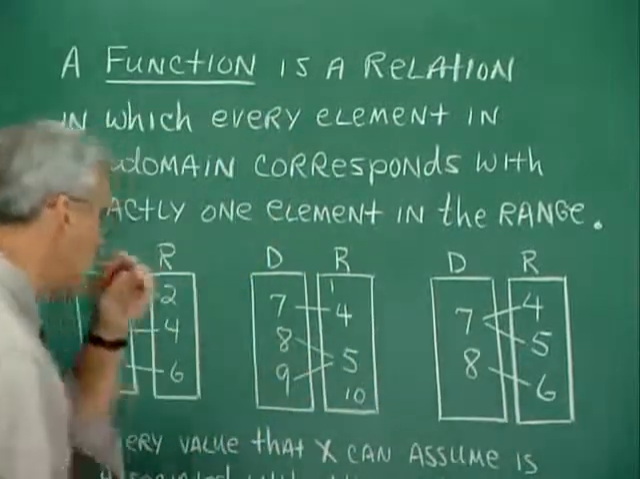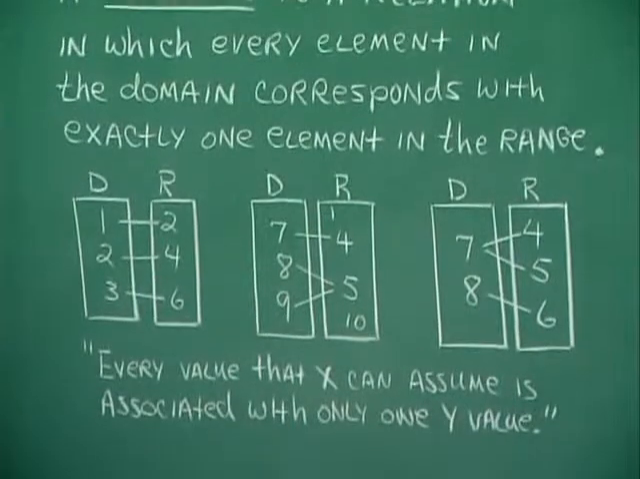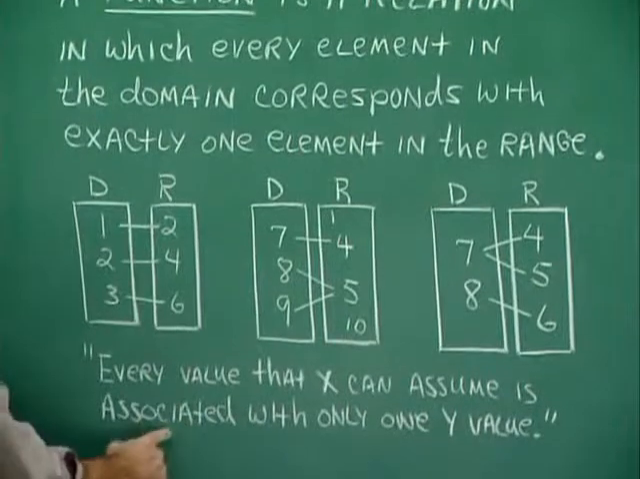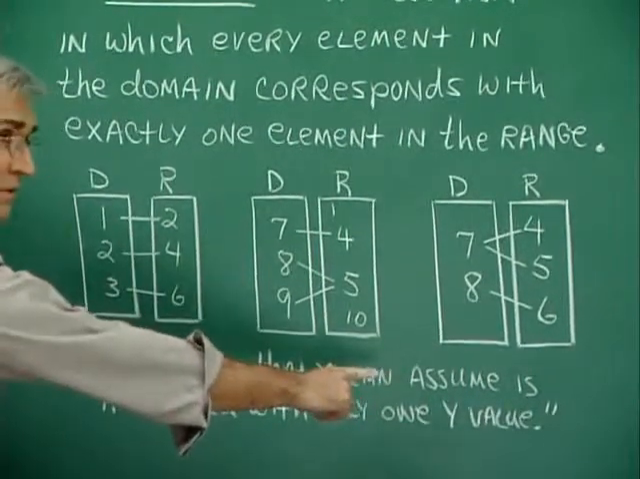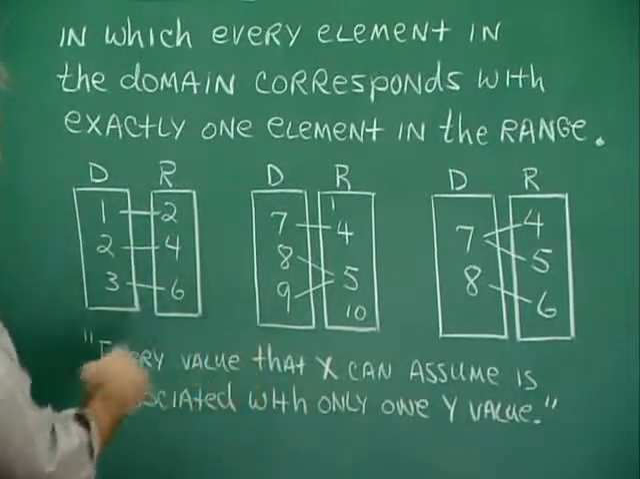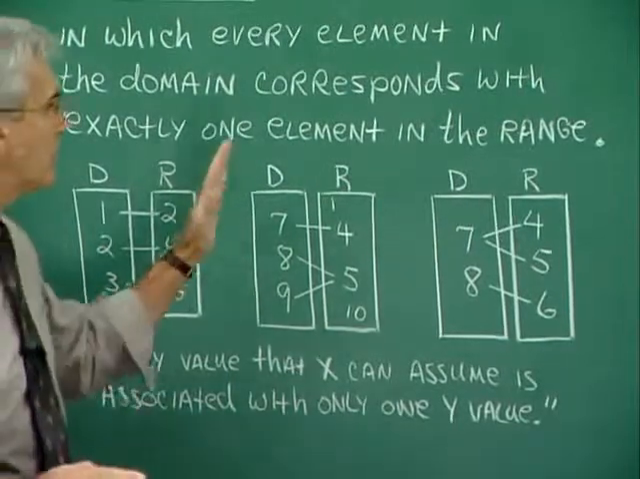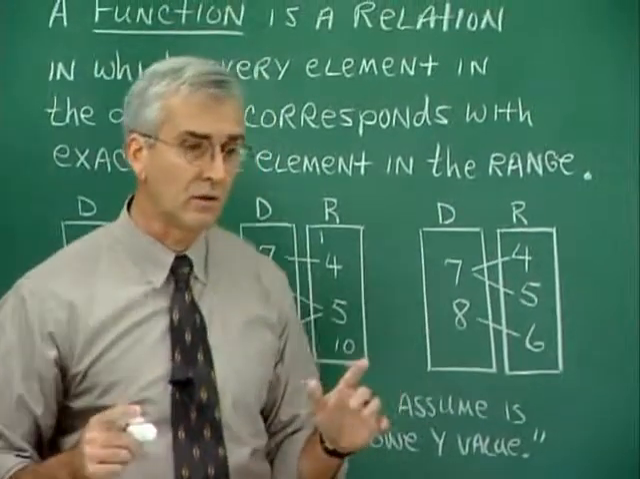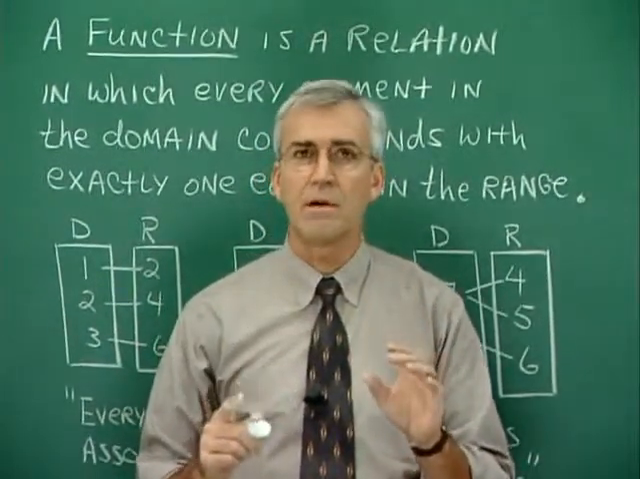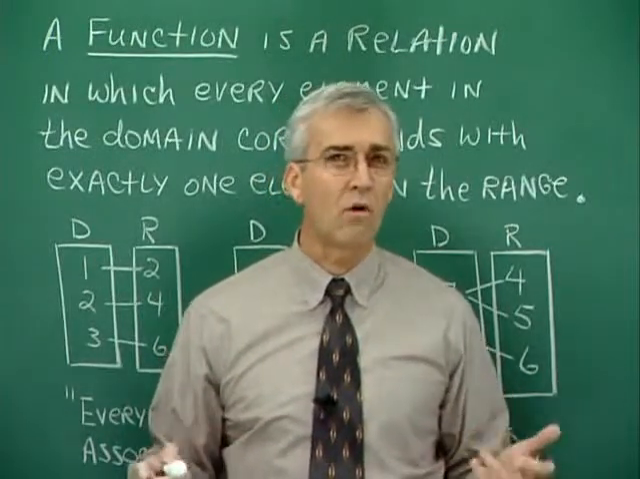Now another way to look at the situation, paraphrasing what we have here, is this: every value that x can assume is associated with only one y value. It's the same exact idea. We just don't like to confine ourselves to x's and y's. And by the way, in some textbooks this definition for domain and range describes them as independent and dependent variables. And that's not too foreign to us either.